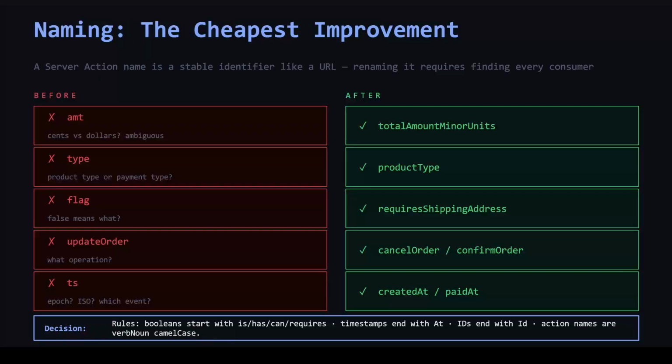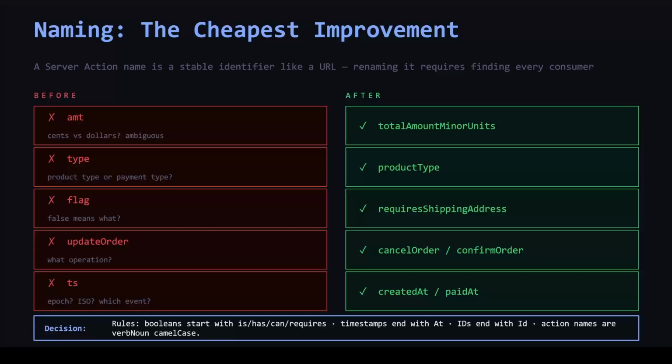Naming, the cheapest improvement. Naming is the cheapest improvement available because it costs nothing to do it right and compounds continuously. Look at the before column. amt, is that cents or dollars? type, product type or payment type? flag, false means what exactly? updateOrder, what operation? Cancel, confirm, refund? ts, epoch, ISO, which event? Every one of these is a question a future developer, or a future you at 2 a.m., will have to answer by reading the implementation. The name transfers no information.